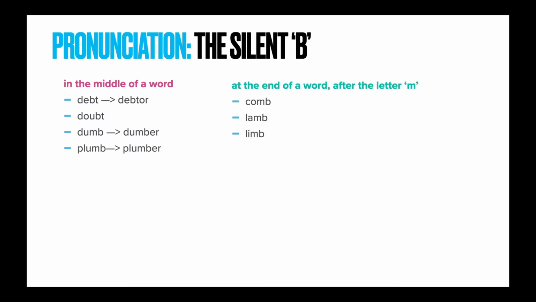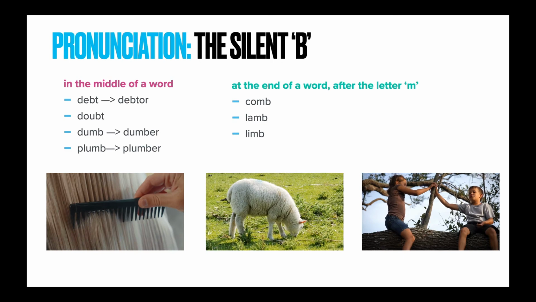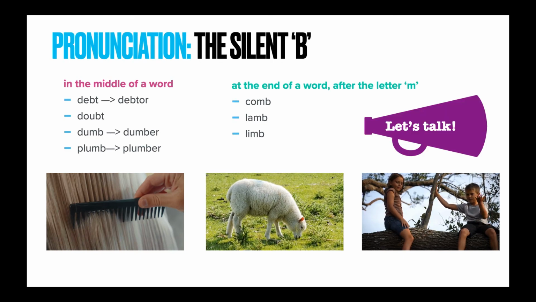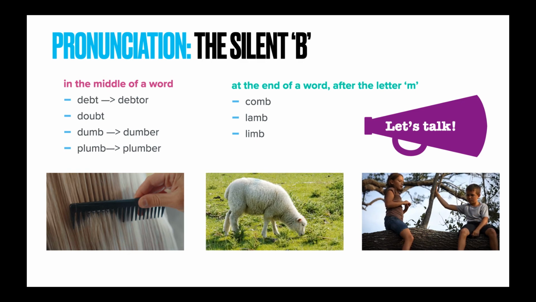And then over here, we have some words that have a silent B at the end of a word after the letter M, such as comb or lamb, the animal, or limb, which means an arm or a leg. So let's talk. Just practice saying these words and knowing that these all contain a silent B.